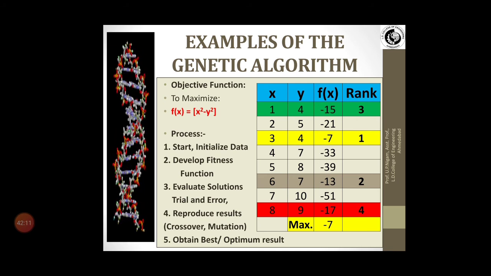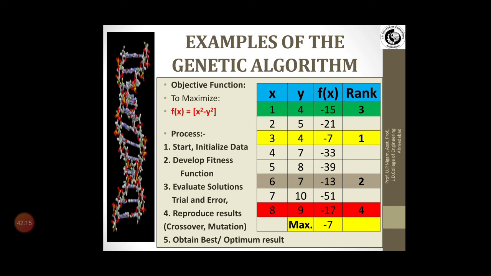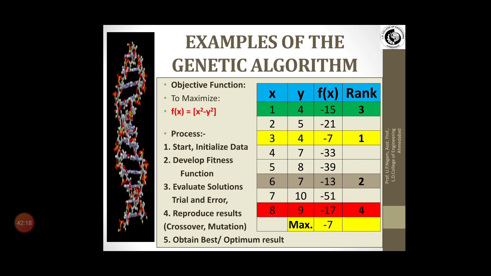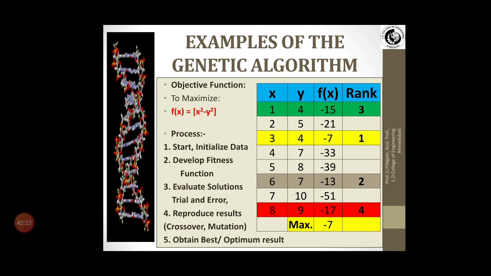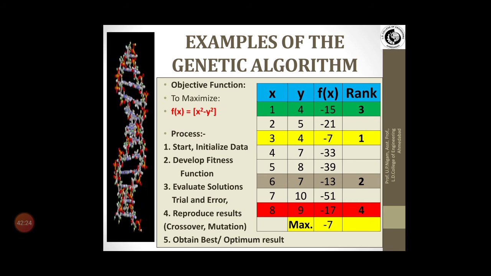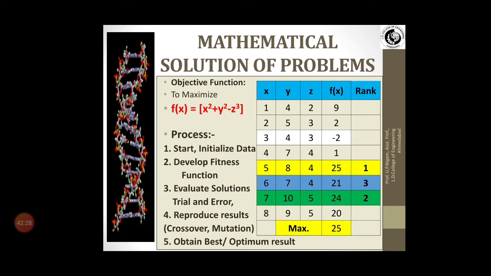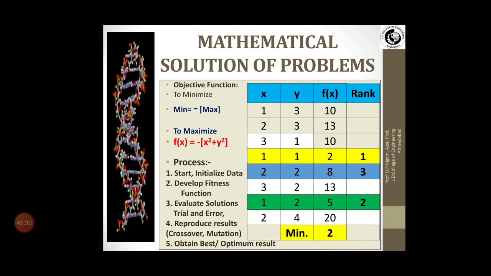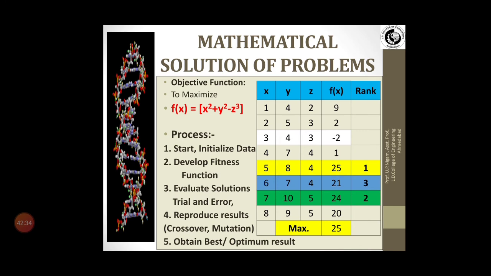Here only 8 values are given, so we can calculate in Excel or anything else. But what if we are having 800 values, 1000 values, or more than that? So we can use the genetic algorithm operators or those software which have genetic algorithms in them. This is one more example, and here we have another example over here.